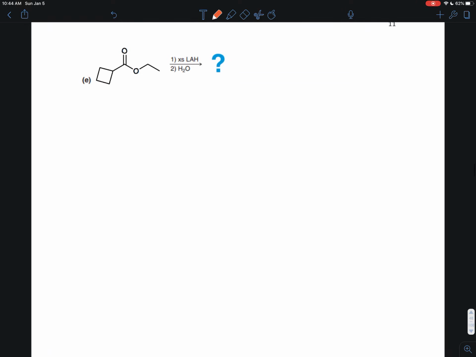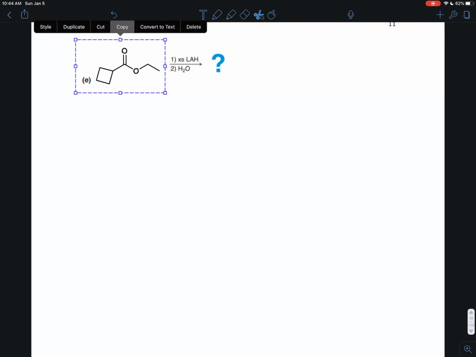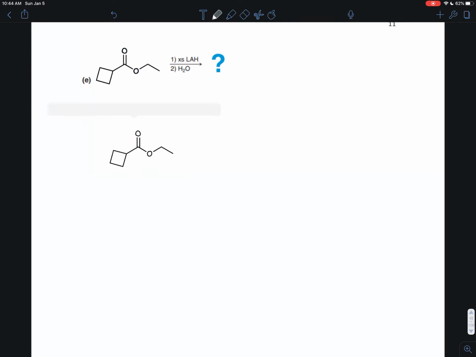So stick around for that. Scrub through if you need to. This one is sort of an adventure. This one we're going to do first. So what we have is an ester, and we have lithium aluminum hydride again.